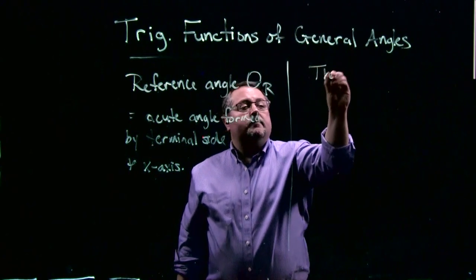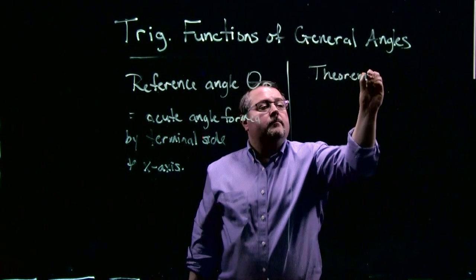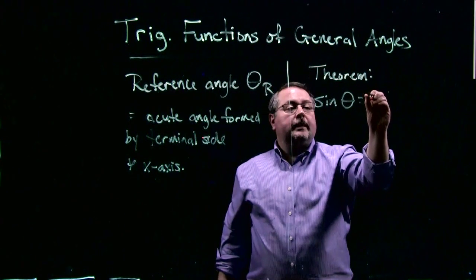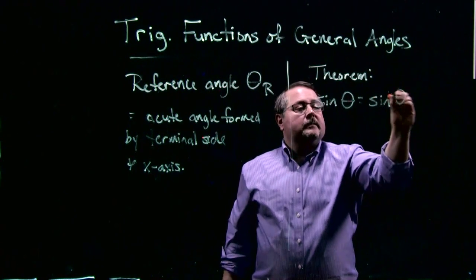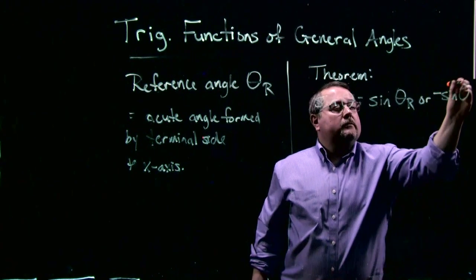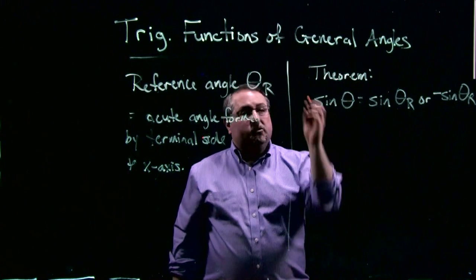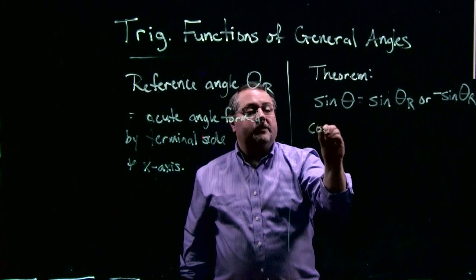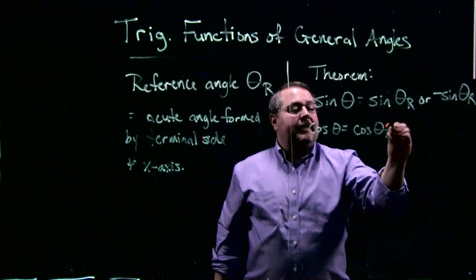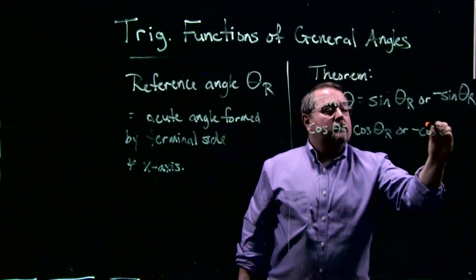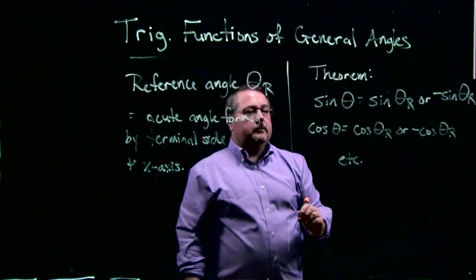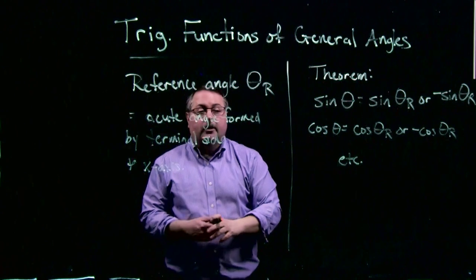So I'll write this as a theorem. The sine of theta is either equal to the sine of its reference angle or negative the sine of the reference angle. And the same is true for every other trig function. So the cosine of theta is equal to either the cosine of its reference angle or negative the cosine of its reference angle. Okay, and same is true for tangent, cosecant, secant, and cotangent.